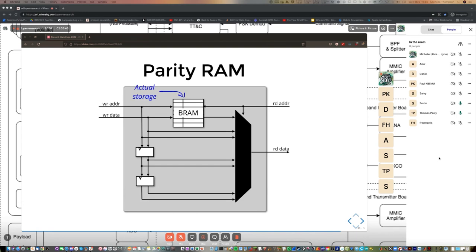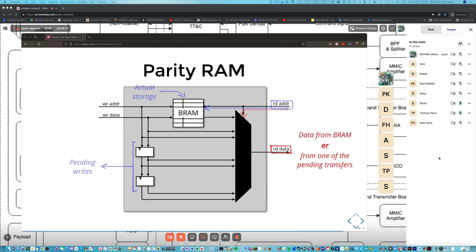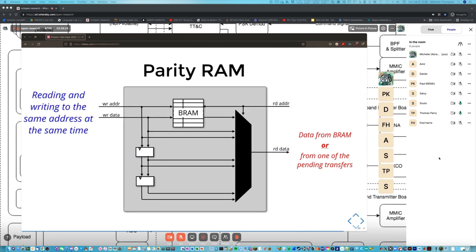The actual storage is still the block RAM, but we add some flip-flops to store pending writes, which are writes that have not yet been committed to the block RAM itself. The read address is still connected to the block RAM, of course, but it's also used to check if the address being read is pending, so that read data will always have the most up-to-date data. In other words, read data can be either data from the block RAM or from one of the pending writes. Suppose we're reading and writing from the same address at the same cycle. Write address, write data, and read address will still go to the block RAM, but we can compare the write and read addresses, and if they match, we bypass write data directly to read data.